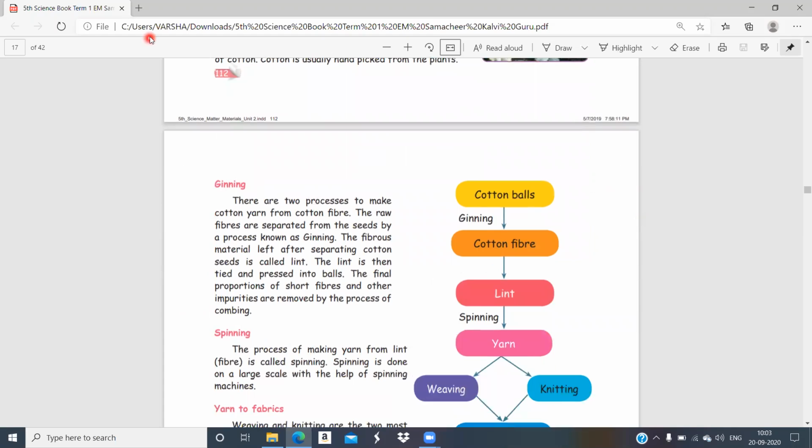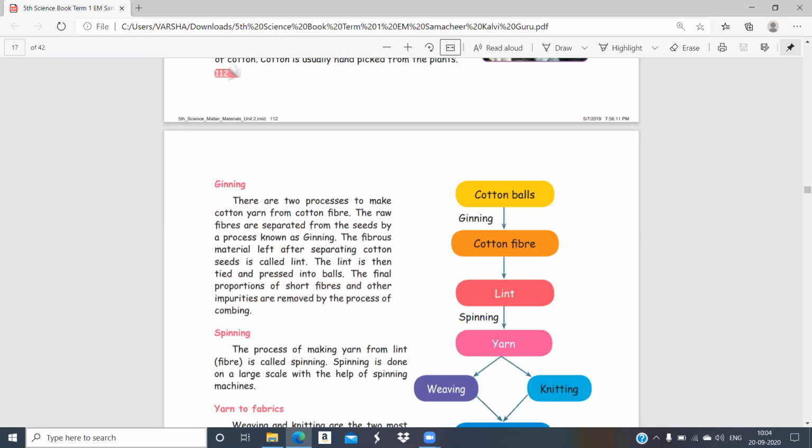Next, ginning. There are two processes of making cotton yarn from cotton. The raw fibers are separated from the seed by a process known as ginning. The fibrous material left after separating the cotton seed is called lint. The lint is then tied and pressed into bales. The final proportion of short fibers and other impurities are removed by the process of combing.